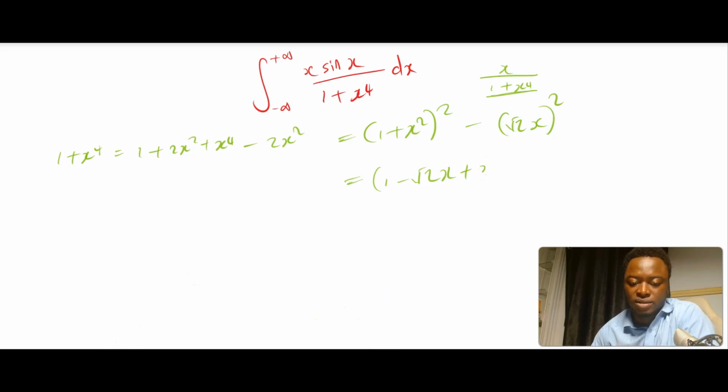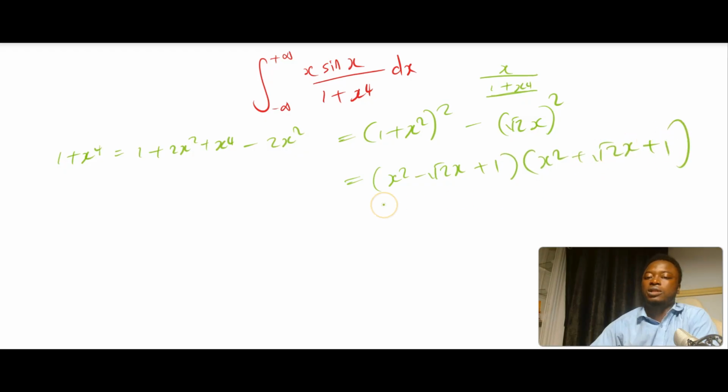Okay, let me just write it: x squared minus square root of 2x plus 1 multiplied by x squared plus square root of 2x plus 1. So this is the way to factor this 1 plus x to the fourth.